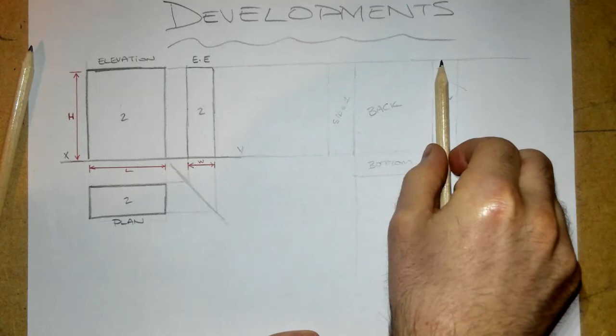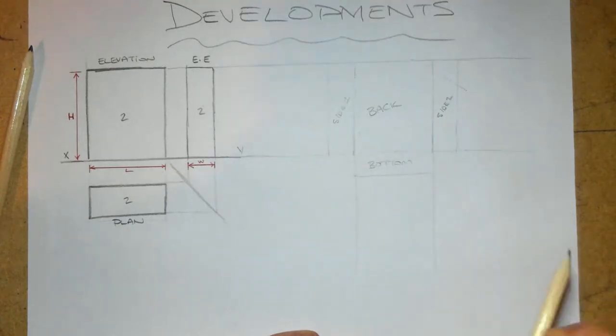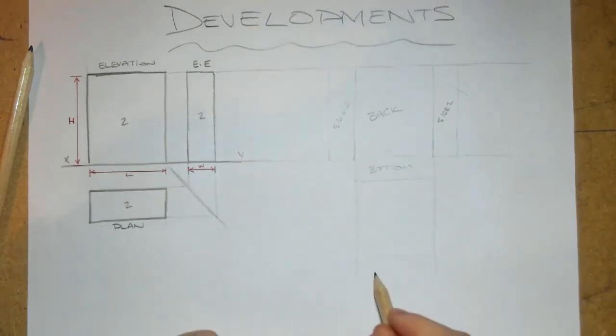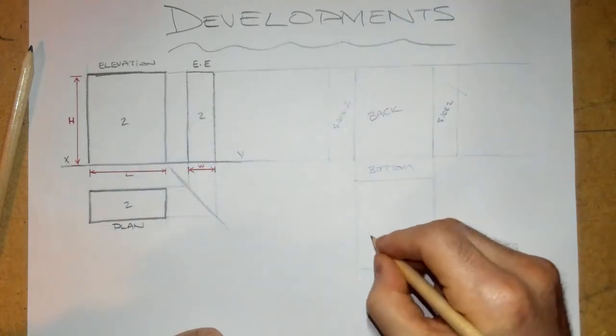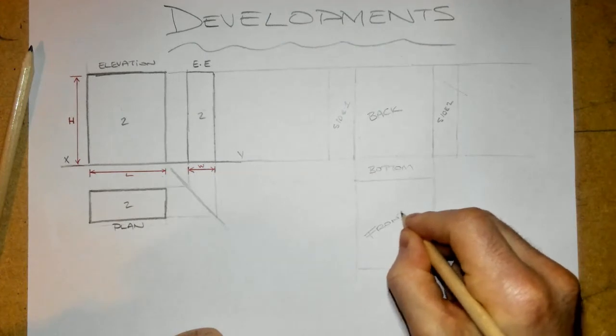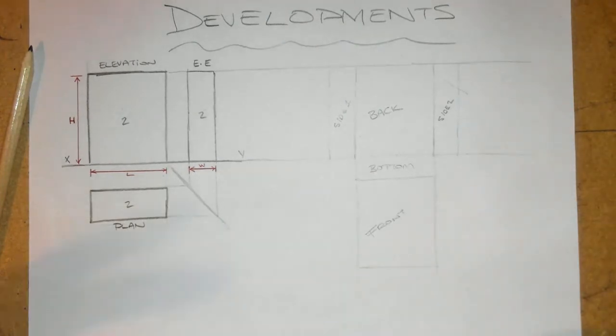I'm going to pinch it and see where it is roughly. Yeah, I'm happy with that there, and I'm going to transfer that across. So there's our front. Just to show you that you can do developments many ways, you can alter the surface areas around.